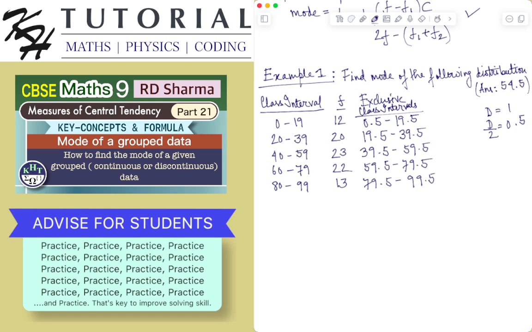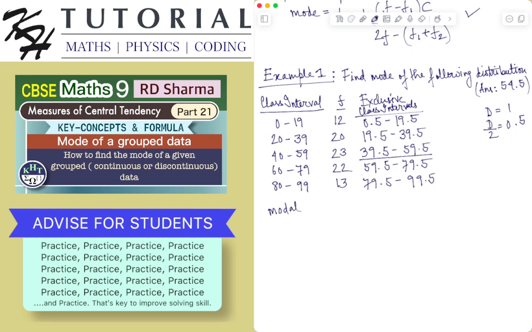Now we identify what will be the modal class. We see the frequency column and locate the maximum frequency, which is 23. So the class interval corresponding to the maximum frequency will be the modal class, which will be 39.5 to 59.5.